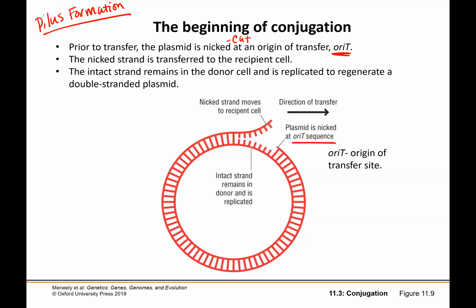So this nicked strand is basically going to unzip from the plasmid and be fed into the next cell. So as this plasmid sort of unrolls and unwinds, it is transferred to the recipient cell. Once in the new cell, replication begins to turn it back into a double-stranded plasmid. And in the donor cell, the remaining half of the plasmid is then replicated back into a double-stranded DNA plasmid.